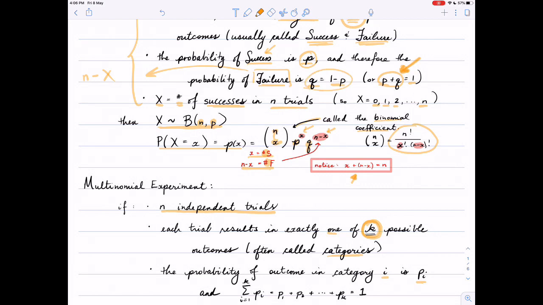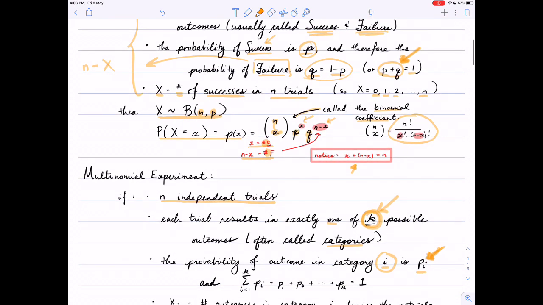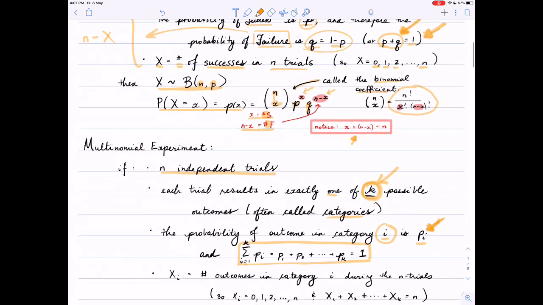But if there are k different categories, then we have to give the probability for each one. That's not quite true. We could give up to k minus 1 and we could deduce the last one. But in the multinomial, we give all k of them and have the restriction that they must sum to 1, which is the same restriction that is in the binomial, but not usually phrased that way, right? The total probability must be 1, so the probabilities of all those categories must add up to 1.